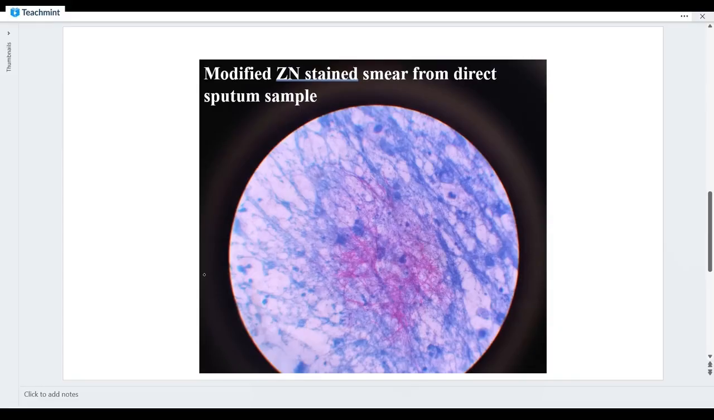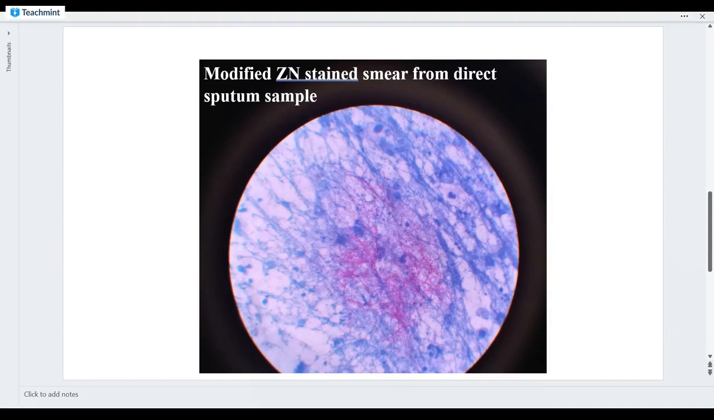Why should we use 1% H2SO4? Because this bacteria is weakly acid fast. If we use 20% H2SO4, it gets decolorized, and all the carbol fuchsin that is taken up by the bacteria is washed out. That is why we should use 1% H2SO4 instead of 20% H2SO4.